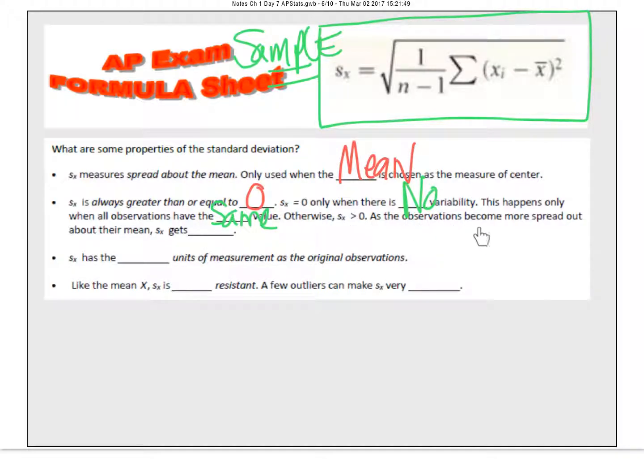Now, as the observations become more spread out, they're going to deviate more from the mean. So as that happens, what you're going to find out is the standard deviation will get larger. And hopefully that just logically makes sense.